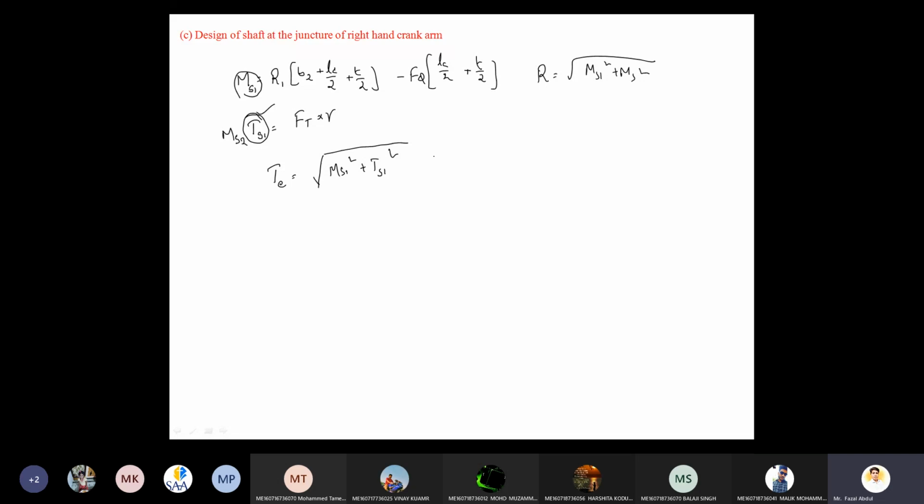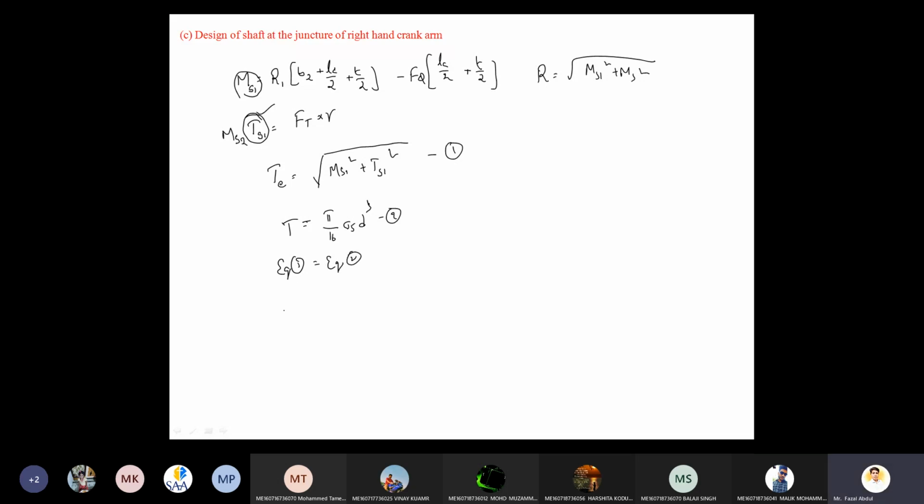Now this is one equation. And the general equation for the torque transmitted by the shaft is pi by 16 into sigma s into d cube. This is the second equation. So now I am equating equation 1 to equation 2.